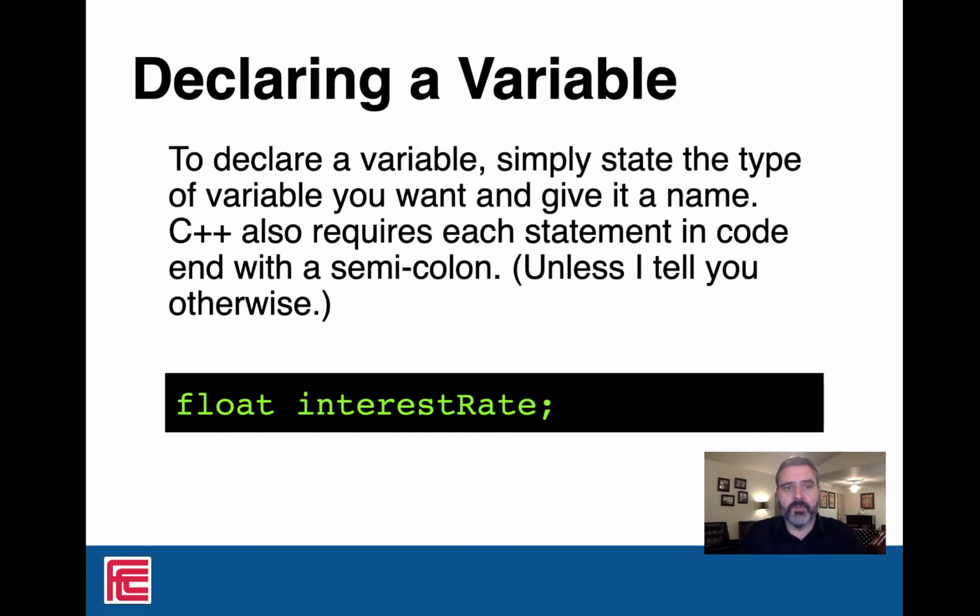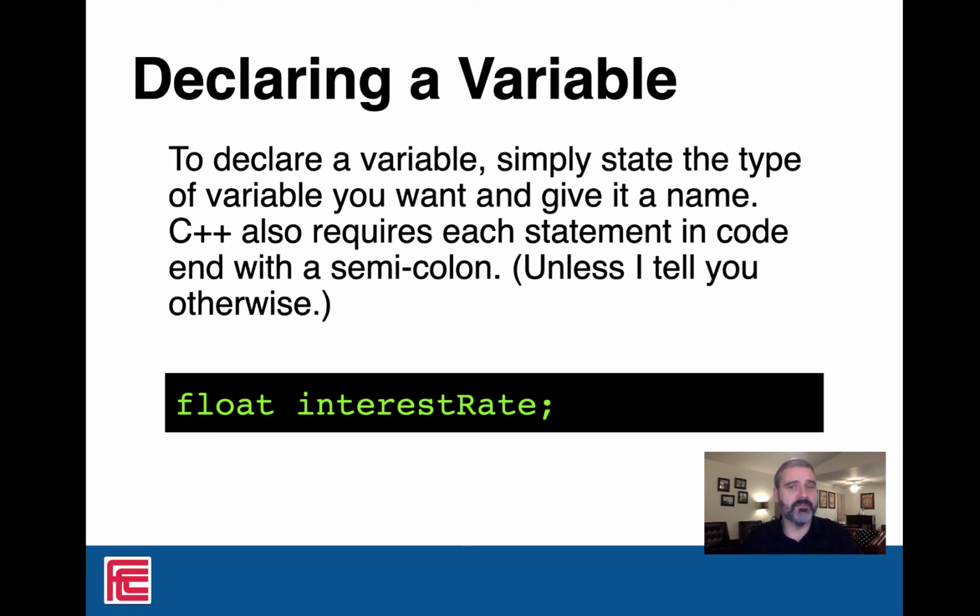To declare a variable, you just have to give the type and a name, in this case a semicolon. Now I know we haven't covered the float type yet, but we'll talk about that in a second. But that's going to be the standard way to declare a variable. Declaring a variable is the same thing as creating a box. It's making that assignment: this memory location I want to refer to with this name.